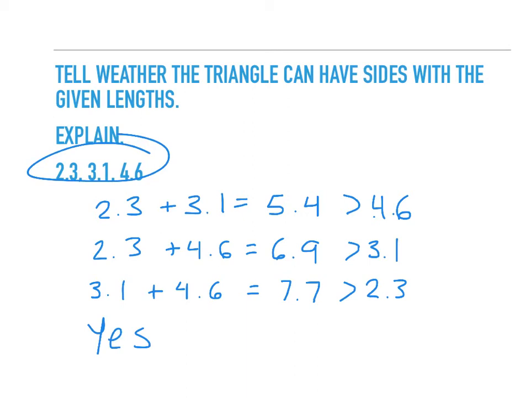Can you explain? Right here, what we did, all this work, is our explanation. So remember, if something's true, you need to prove that it's true by using every example. But if it's false, all you need is one counterexample. That's why for the last one, all we had to do was just one. But this one, we had to test all three sides in order to prove that it's true.